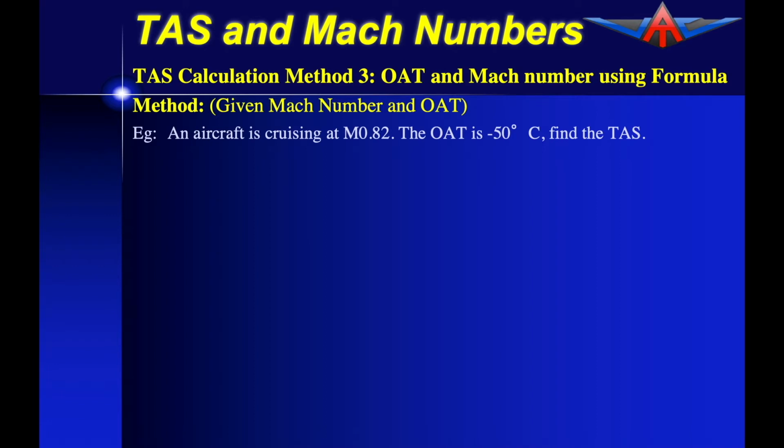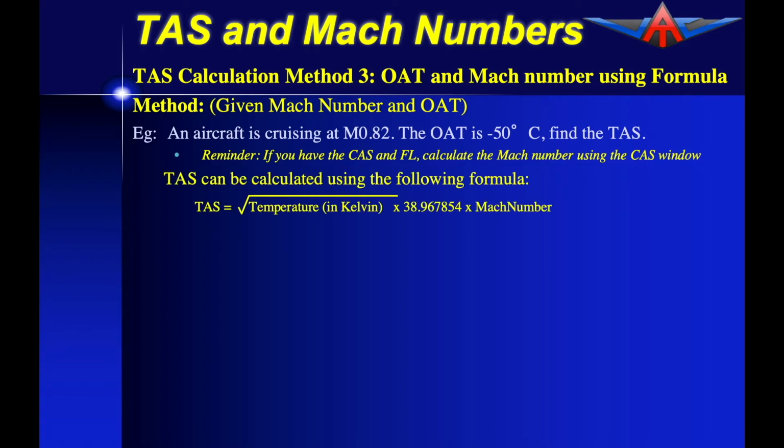Our example is where an aircraft is cruising at Mach 0.82 and the outside air temperature is negative 50 degrees Celsius. Let's calculate the TAS. Remember, if we have the calibrated airspeed and the flight level, we can calculate the Mach number and then use the same method. The formula we use is that the true airspeed is equal to the square root of the temperature in Kelvin multiplied by this factor of 38.96 etc. times the Mach number.